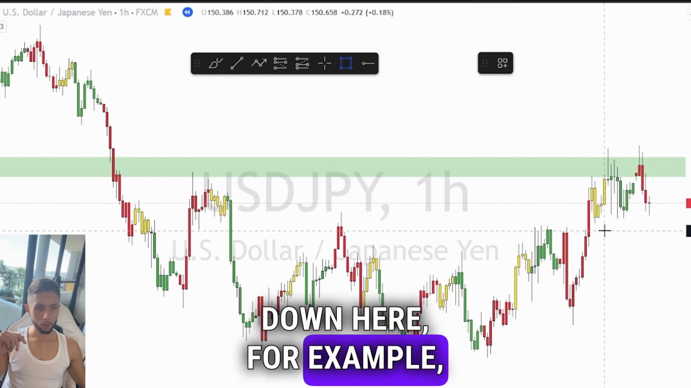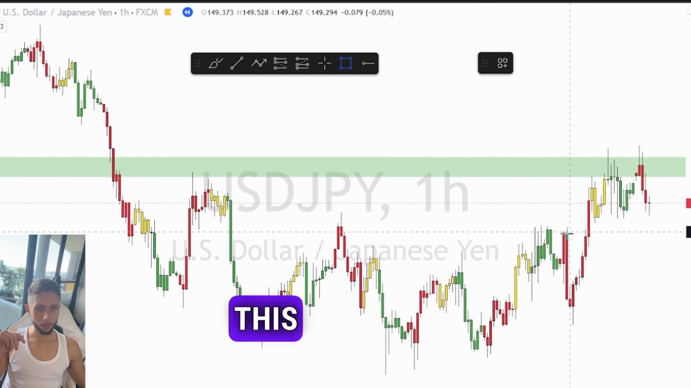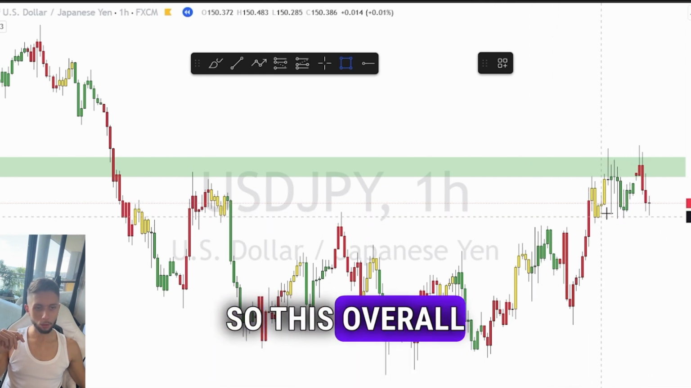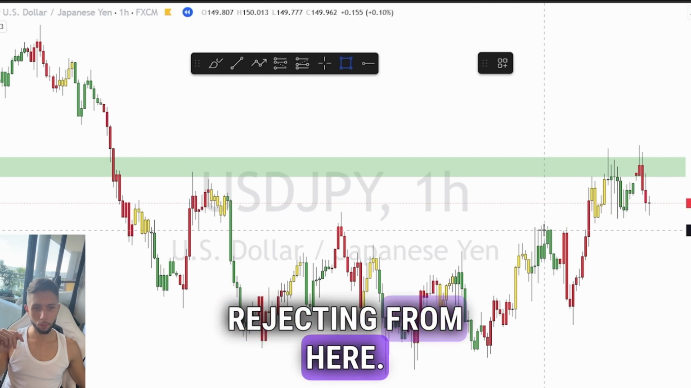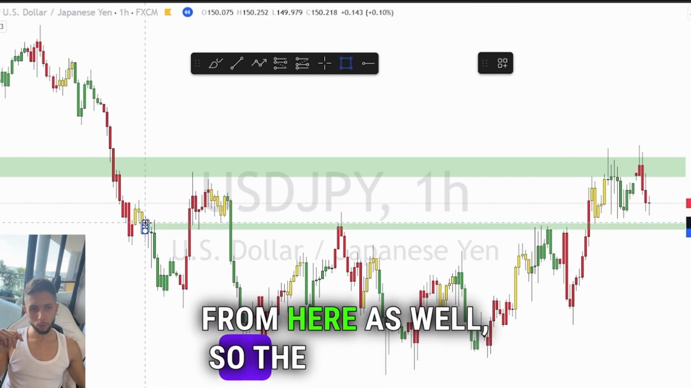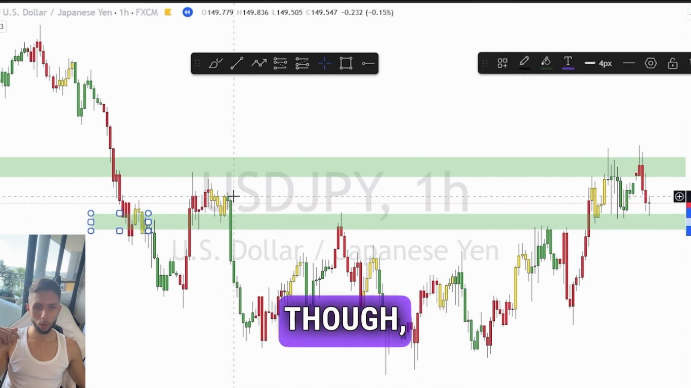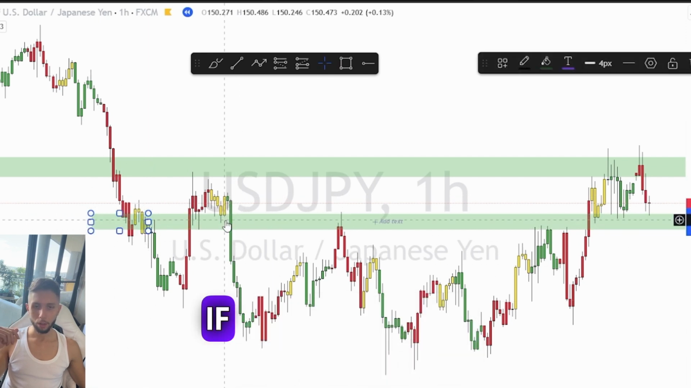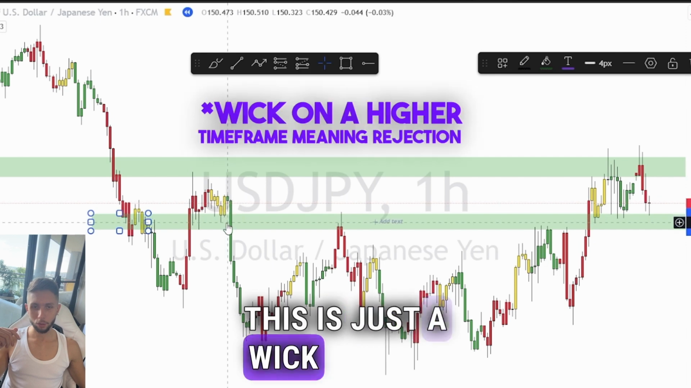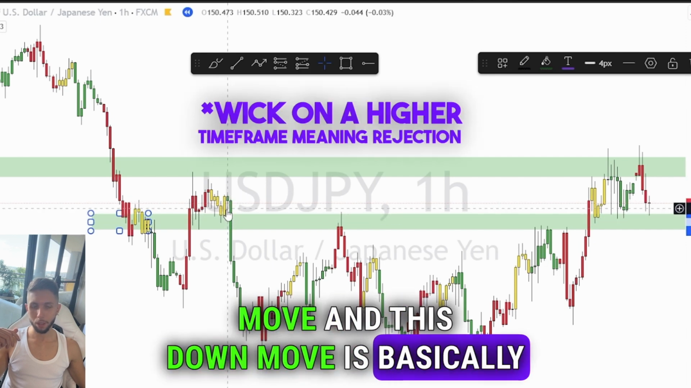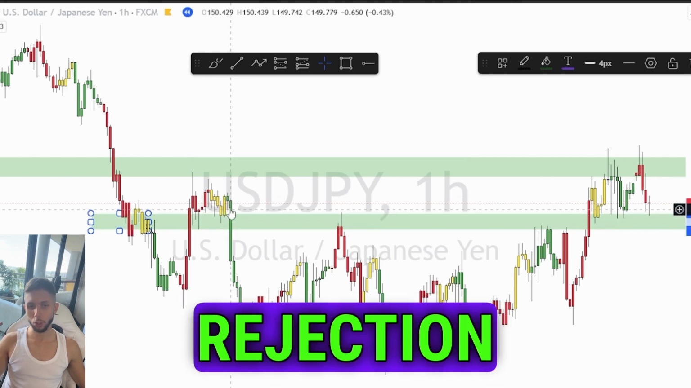Down here, for example, we can see this area that's been rejecting, this area here also rejecting, so this overall area, rejecting from here, rejecting from here. You can say that it's rejecting from here as well, so the same area. So if I draw this, this is definitely a zone. Now, even though yes, you went past here, if you think about it, this is just a wick. This up move and this down move is basically just a wick. So this is essentially a rejection as well.